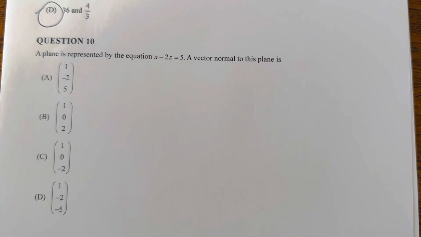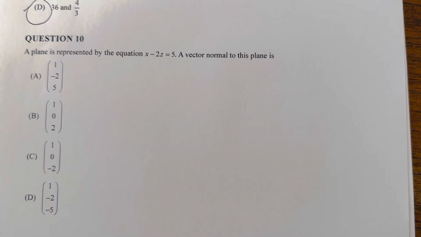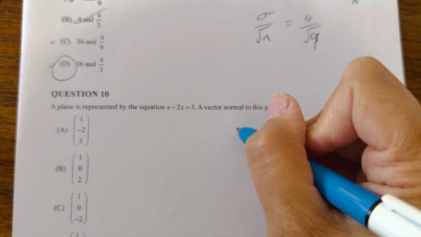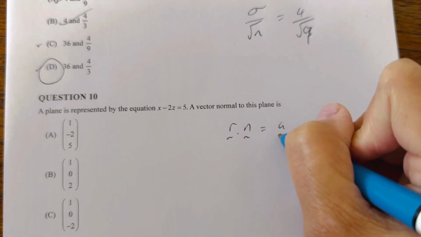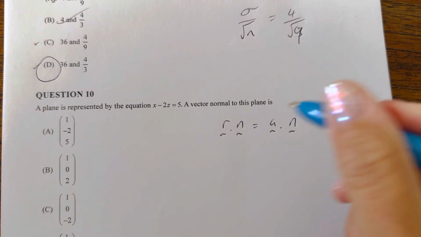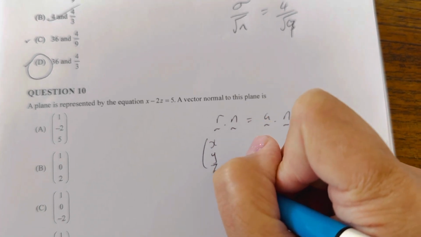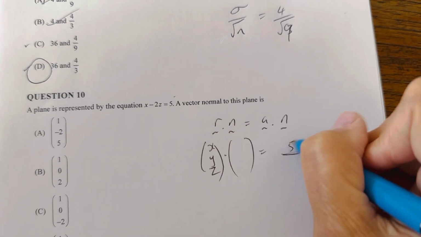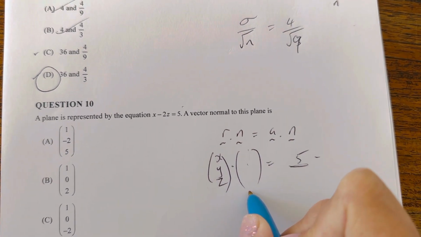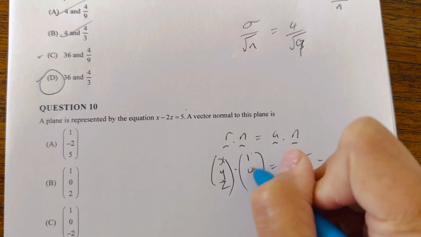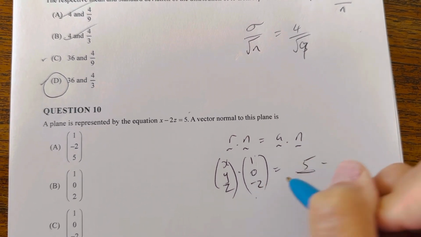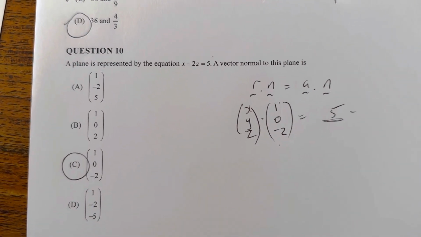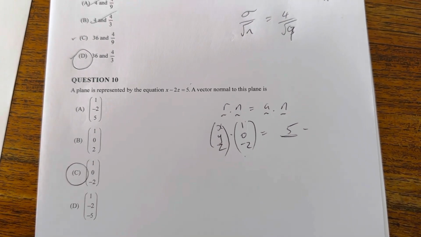Question 10. A plane is represented by this equation. The vector normal to the plane. Remember vector normals? Our rule for equation of the plane. When we're going through this is my x, y, z, my normal and an answer. Obviously, that's going to be my 5. What are my coefficients going down here? They'll be 1, 0 for the y, -2 for the z. 0, 1, 2. C is going to be my answer. That will be my normal. And that's the multiple choice questions.